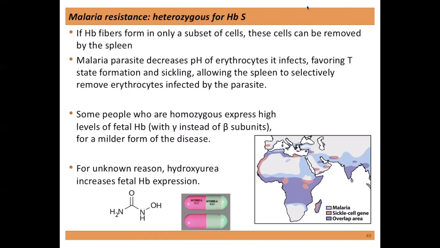Now, people that are homozygous are always going to be producing the mutated hemoglobin, and not all cells are going to sickle. But what's found is that they tend to produce a larger level of fetal hemoglobin, with a gamma subunit instead of the beta subunit. And so they tend to have a milder disease, or you can take hydroxyurea, which for some reason increases that fetal hemoglobin. Anyway, really interesting that just a single mutation can cause such a dramatic change.